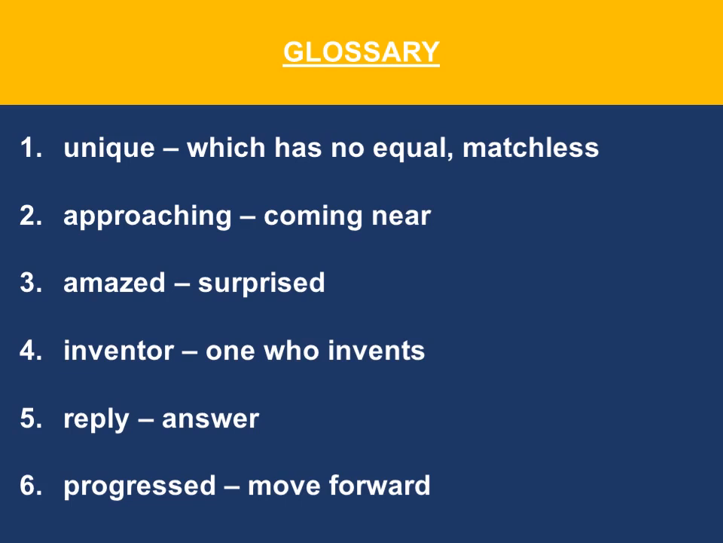Second word is approaching. Approaching means coming near. For example, we can say that the cat was approaching the mouse very quietly. Third word is amazed. Amazed means surprised. Like, students, you are surprised when you get an unexpected gift from someone. Fourth word is inventor. The meaning of inventor is one who invents. Like, students, the telephone was invented by Graham Bell.